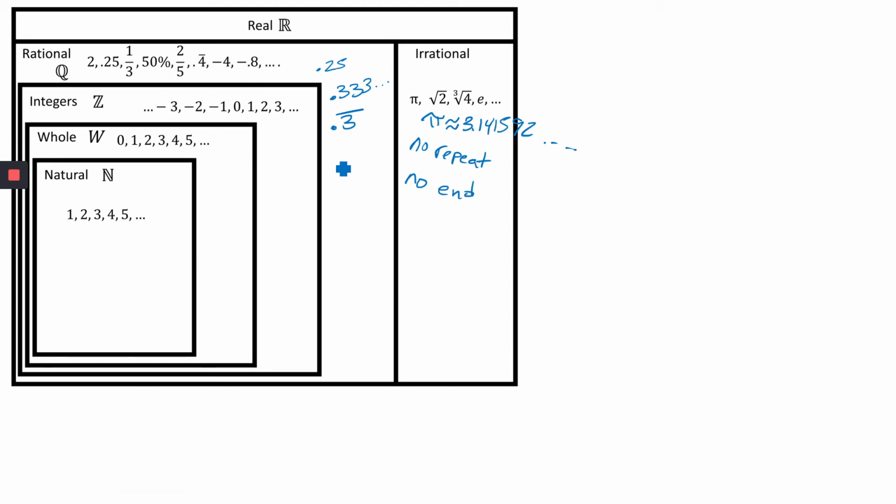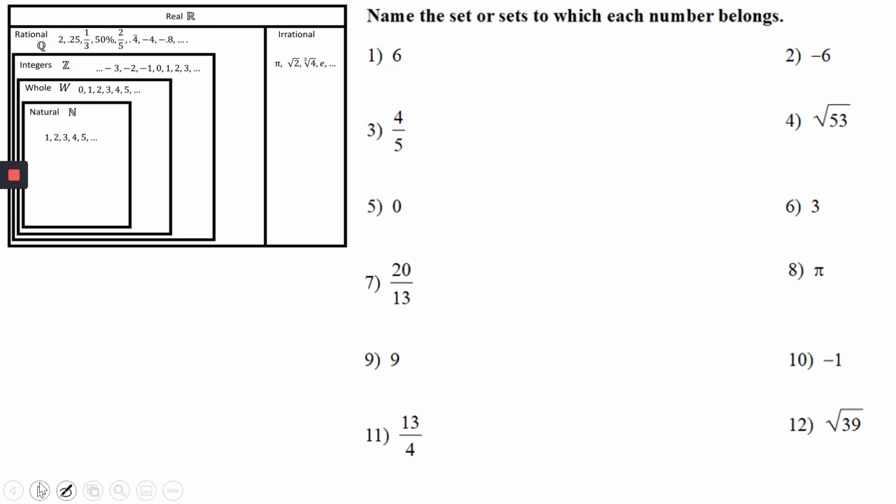And we have this, again, Venn diagram, so we should think of these kind of like nested dolls, like those Russian dolls, where you have one inside the other, inside the other. So the naturals are inside the wholes, the wholes are inside the integers, the integers are inside the rationals, and the rationals are inside the reals, along with the irrationals. They're also in the reals. There are other sets out there, but those are the ones that we're going to deal with in this course.